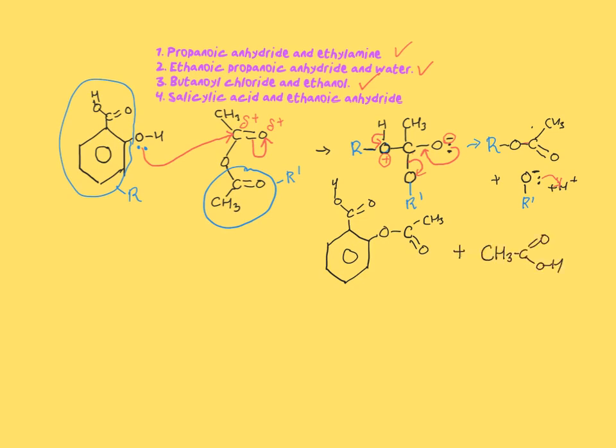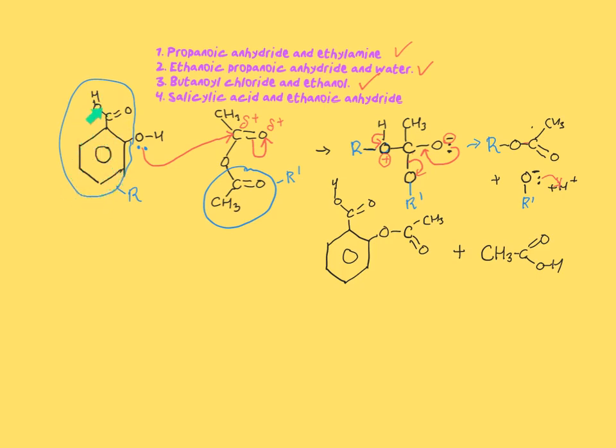This molecule here is our carboxylic acid, which is ethanoic acid. So the ethanoic anhydride, part of it acylated our 2-hydroxybenzoic acid, and this molecule is commonly known as aspirin, and the side product is ethanoic acid.